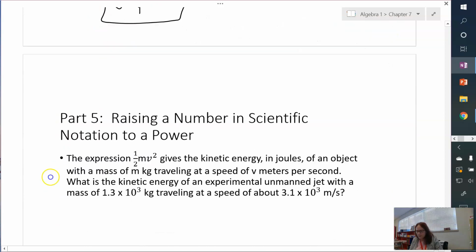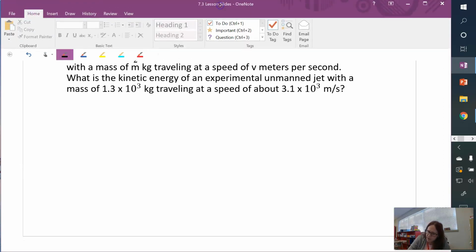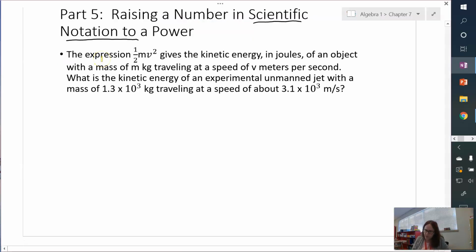Okay, the last problem is a story problem. We're going to raise a number in scientific notation to a power. So let's go ahead and read through our problem. The expression 1/2 mv squared gives the kinetic energy in joules of an object with a mass of m kilograms traveling at a speed of v meters per second.